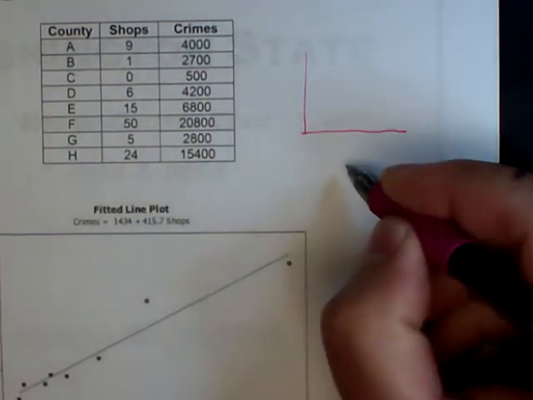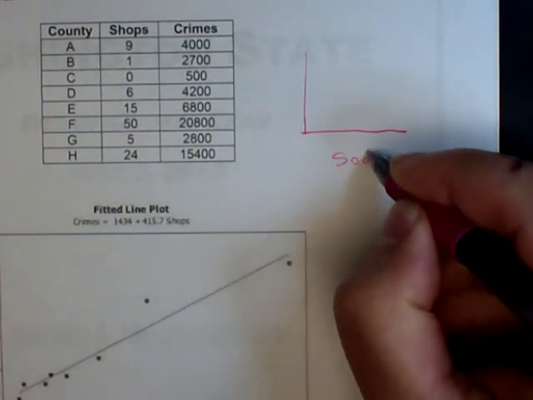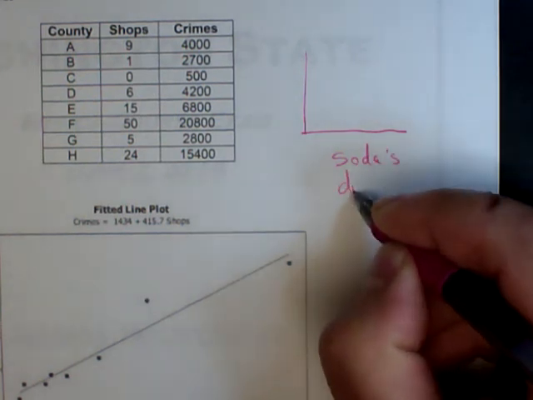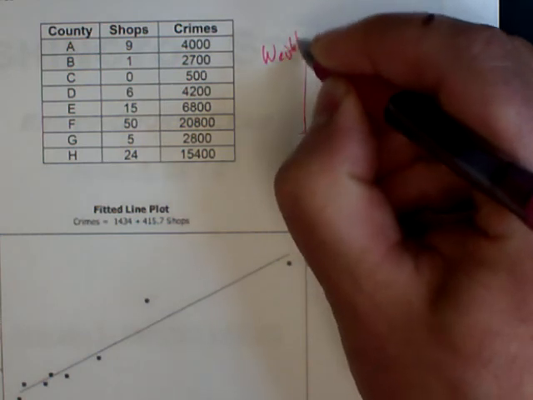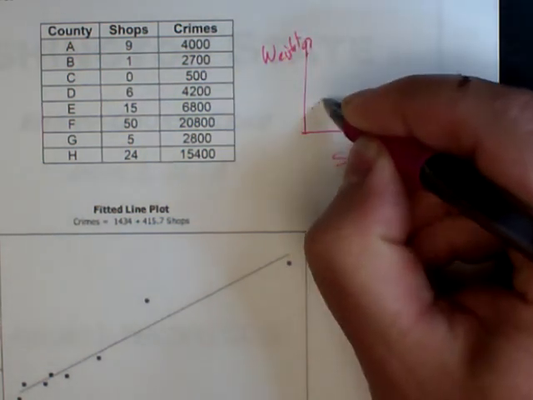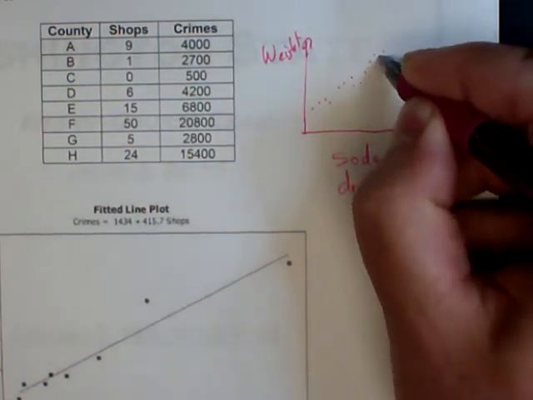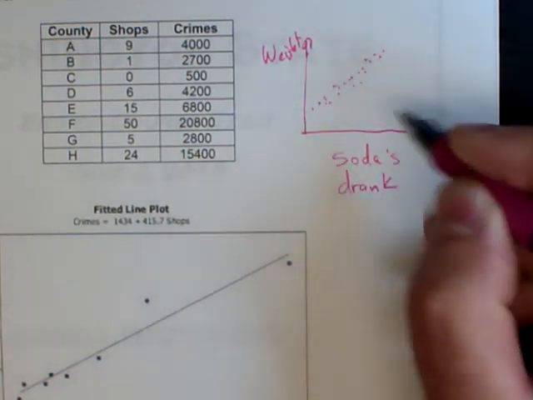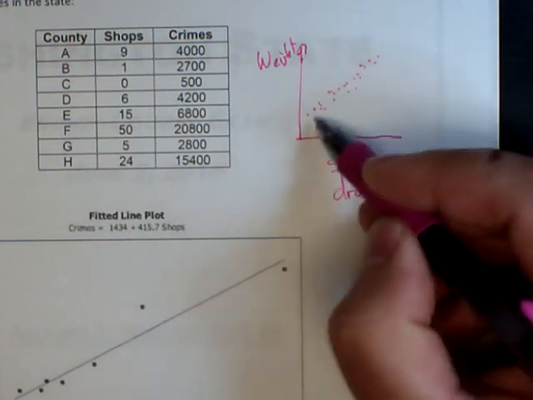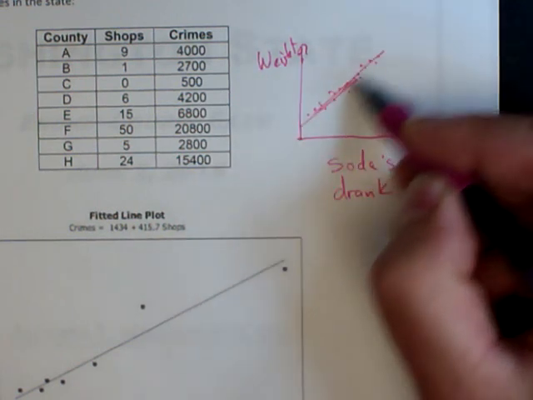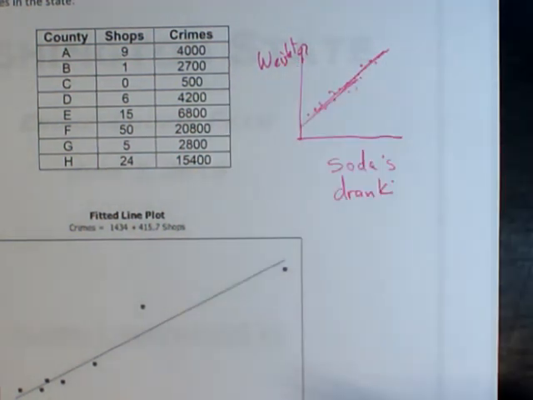Let me just sketch a little scatter plot here. Let's call this soda drink, and this is going to be weight. In fact, we've seen this, where you see a scatter plot something like this. Okay, so clearly, as you drink more soda, it seems like drinking the soda is causing the weight to increase. And that may actually be true, but all this data is saying to us is there's a correlation.